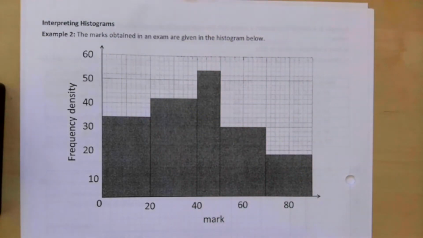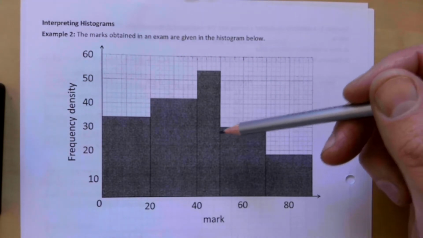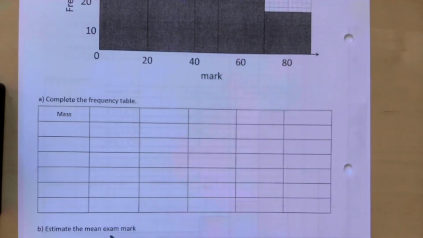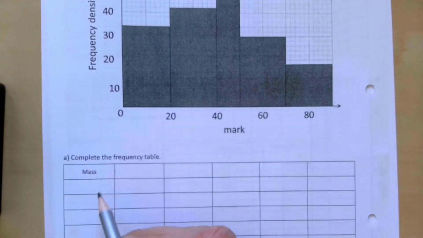Okay, this is GCSE Maths. We're on Unit 18 of the accelerated bit, and we're looking at interpreting histograms. So we have a histogram here, and we need to change from the histogram into the table, and eventually then estimate the mean from what we have. So first of all, let's fill in our groups, and we'll see from there.